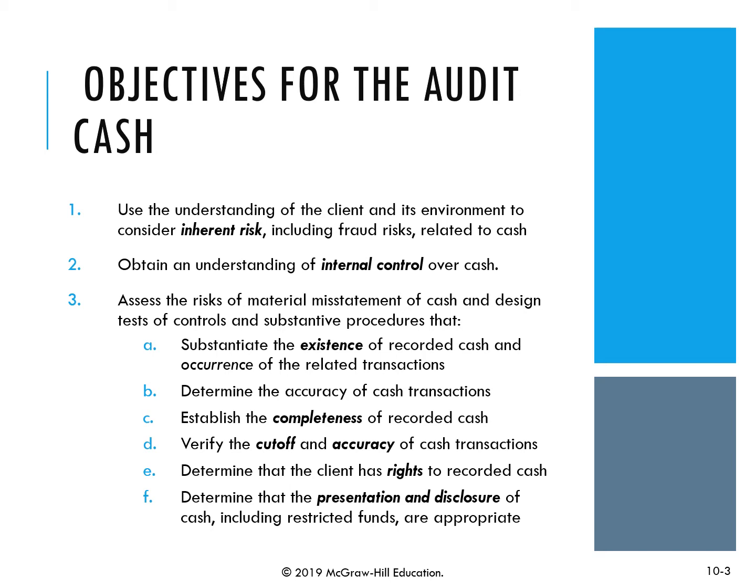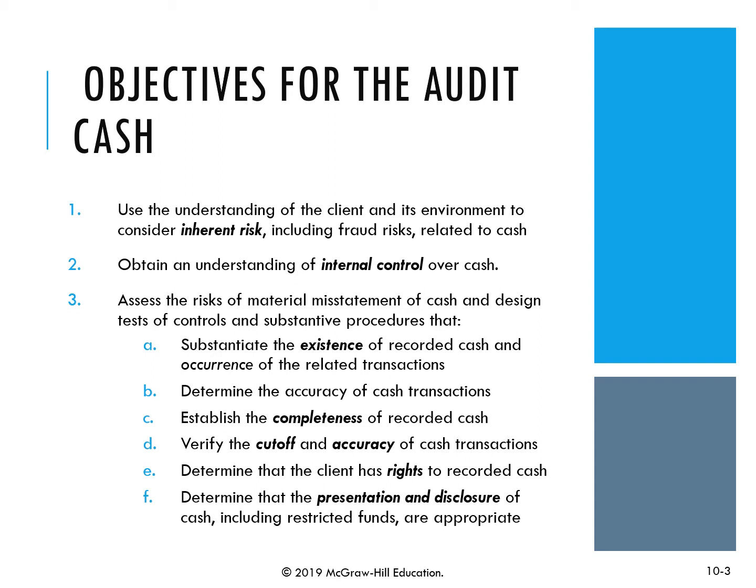Then once we go in and do that, we look at the internal control over the cash. Is the cash locked? Are the checks locked? Who has access to them? Who has authorization to write them? How often is it being reconciled? So once we get a feel for the internal control, then we look at the risks of material misstatement and design the controls and substantive procedures to look at the existence of recorded cash and occurrence of related transactions.